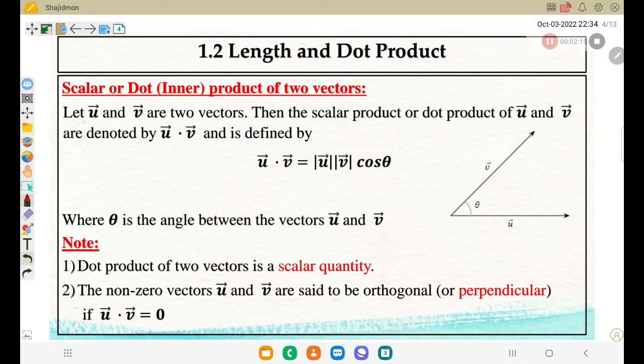So how are we defining it? Suppose we have vector u and vector v, two vectors. Then the scalar product or dot product of u and v is denoted u dot v, like this. Okay, you can see the picture on this side. This is the u vector, and one v vector is there. Theta means the angle between these two vectors. Now how do we define u dot v? u dot v equals absolute value of u multiply absolute value of v multiply cos theta. Theta is the angle between these two vectors.